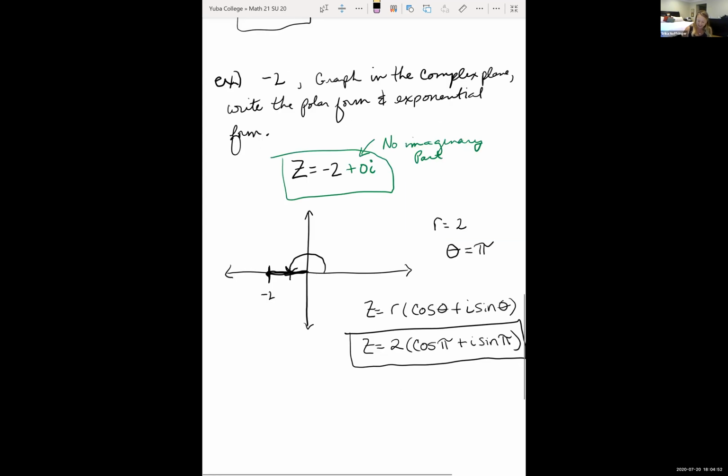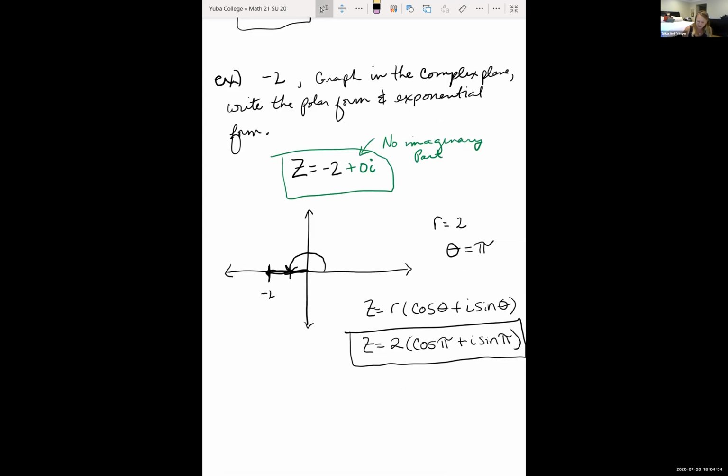And then rewriting it as z is equal to e r times I theta. Exponential form. This is e. R is 2. And then we have theta, which is pi. So 2 pi I. They tend to write the I in front of this piece. So I 2 pi.